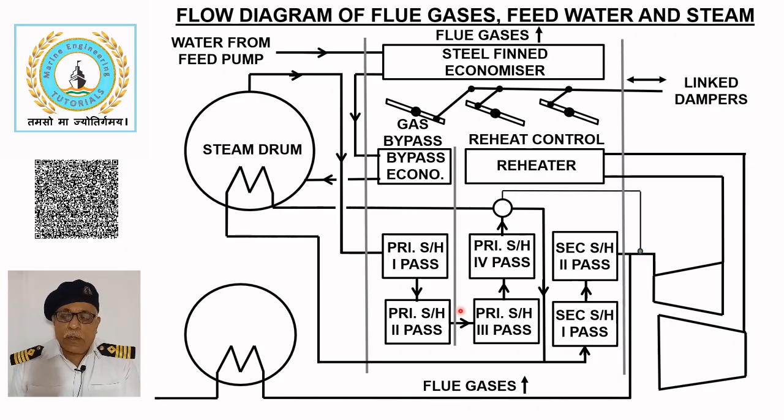The reheat control dampers regulate the gas flow over the third and fourth passes of the primary superheater, the first and second pass of the secondary superheater, and the reheater. Reducing the reheating effect increases the feed water temperature by directing more flue gases over the bypass economizer.